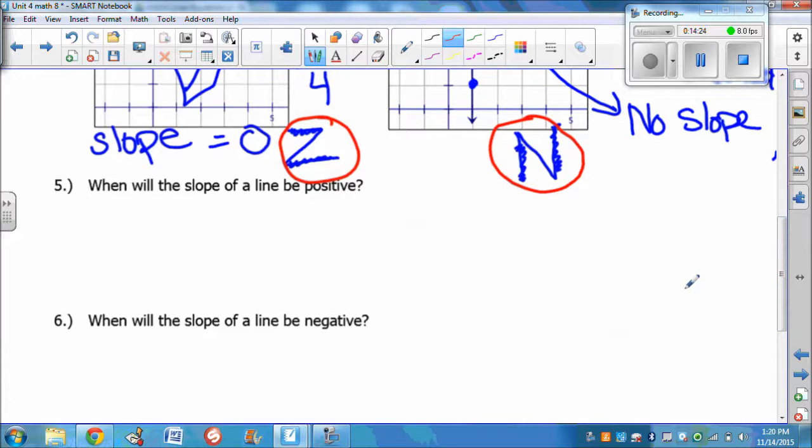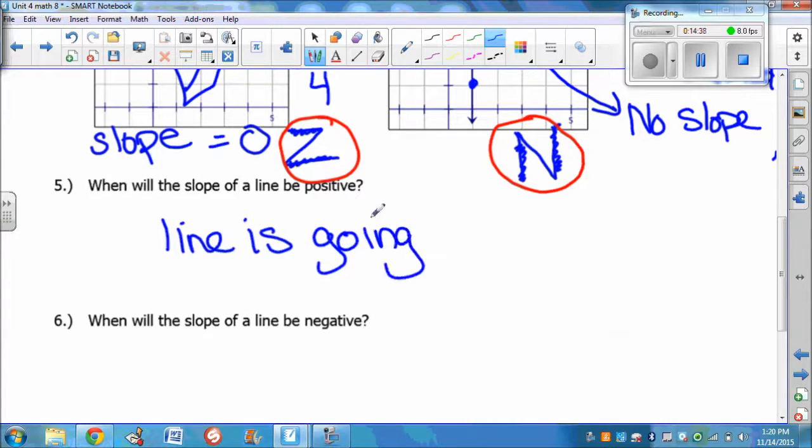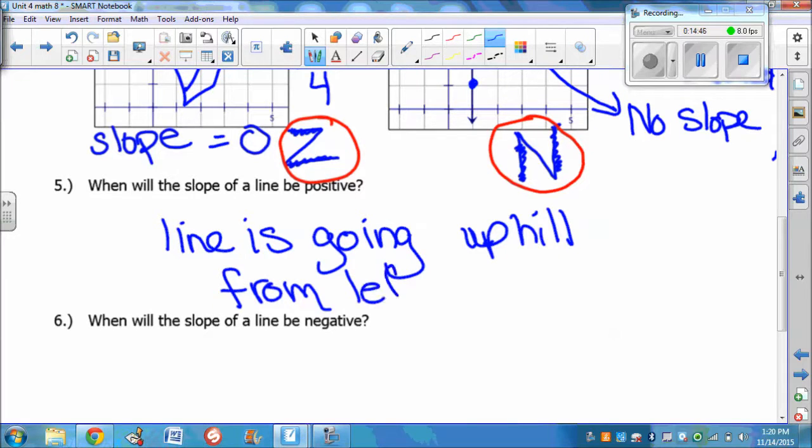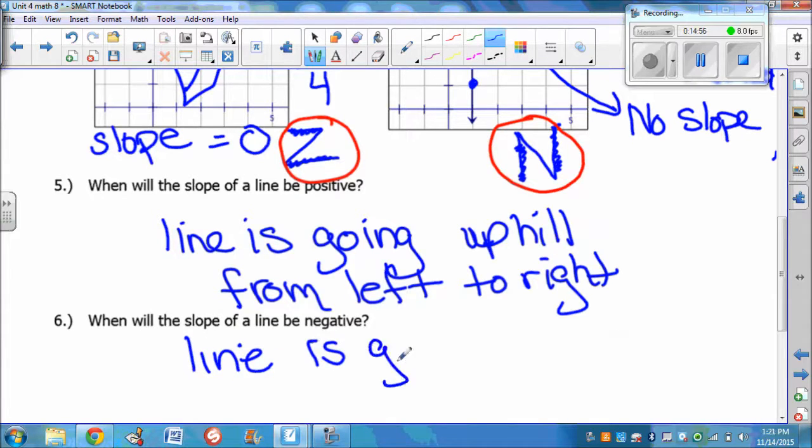So when will the slope of a line be positive? A slope of a line is positive when the line is going uphill from left to right, because remember, we always stress working our math from left to right, just like we read. All right, so then when will the slope of the line be negative? When the line is going downhill from left to right.